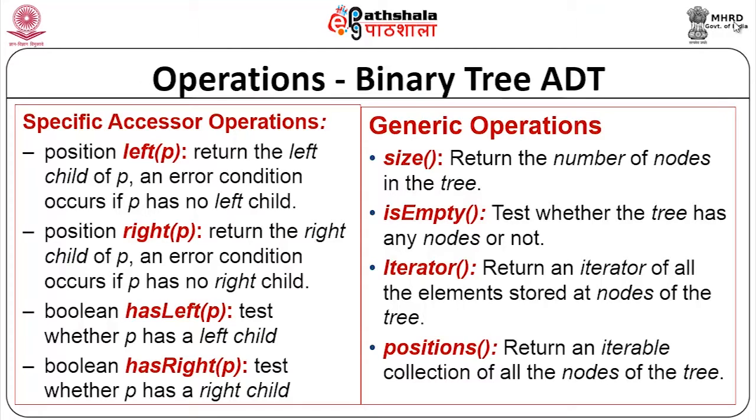Iterator returns an iterator of all the elements stored in all the nodes. This is specific to tree applications. So, it just gives you all the elements of all the nodes. Positions returns an iterable collection of all the nodes in the tree. Elements means the data in those nodes, while positions will give you all the addresses of the nodes in whatever way the implementation is happening. We have not specified the implementation as yet.